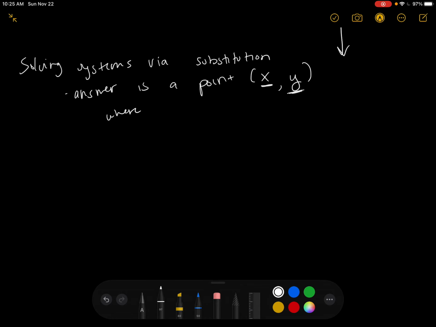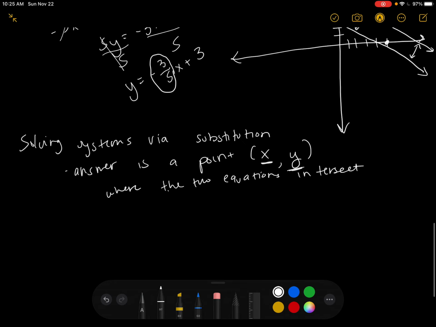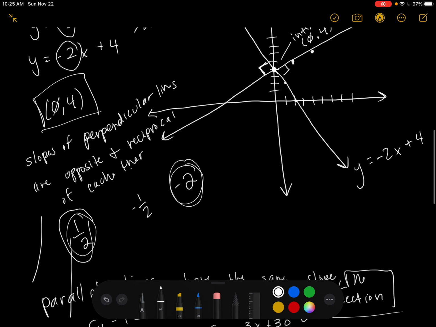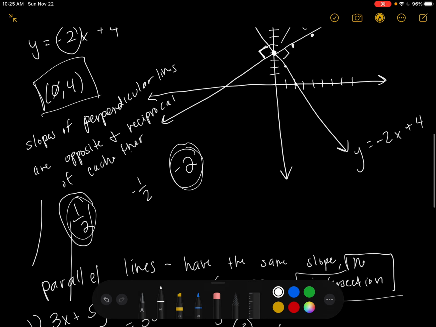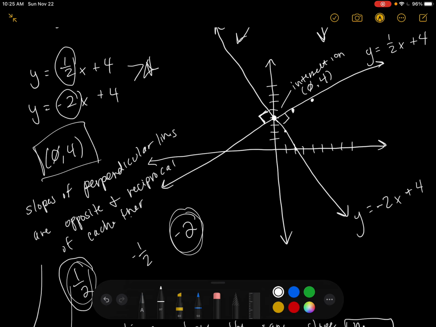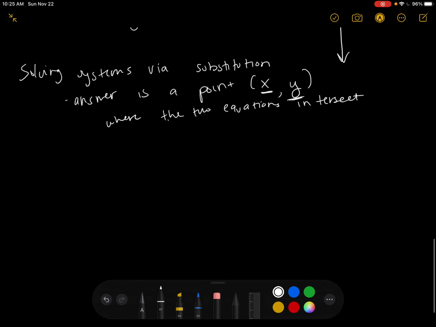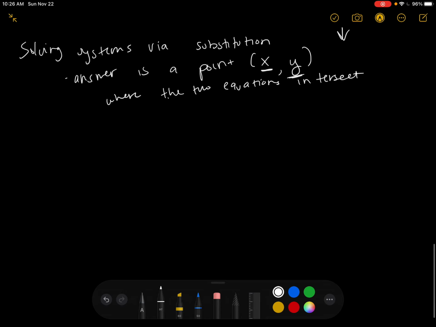The point where the two equations intersect. And if you think about that, looking back at before, the point where the two equations intersect means that this point lies on both lines, right? Where the lines intersect, right here, 0,4 lies on both this line and on this line. So it's a point that both of the lines have in common. They share that point together, right? You just have to remember that, because we're going to try and solve for x and for y. So let's go over the substitution method.